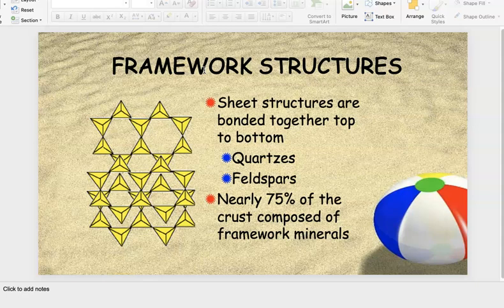So these framework structures, these are your quartzes and your feldspars, and I'd like to think it's no coincidence that not only are those some of the strongest, hardest minerals that you'll find in your collection, but they also have the strongest bonds holding them together. You're using all of your oxygens in all of the directions, holding that structure together.